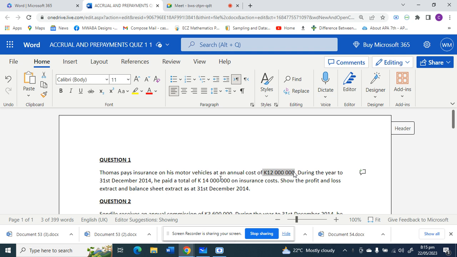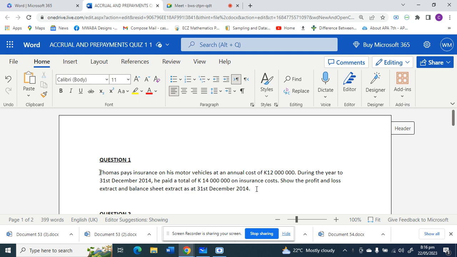All right. So we look at question one. It says Thomas pays insurance on his motor vehicles at an annual cost of 12 million. During the year to 31st December 2014, he paid a total of 14 million on insurance costs. Show the profit and loss extract and the balance sheet extract as at 31st December 2014.